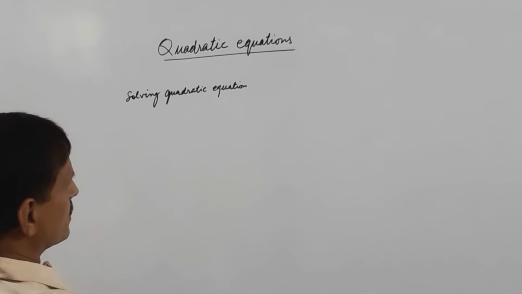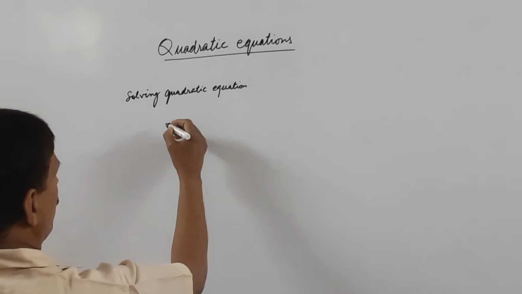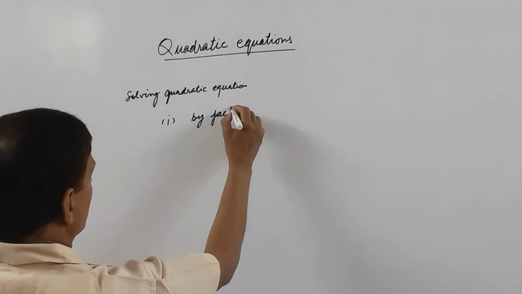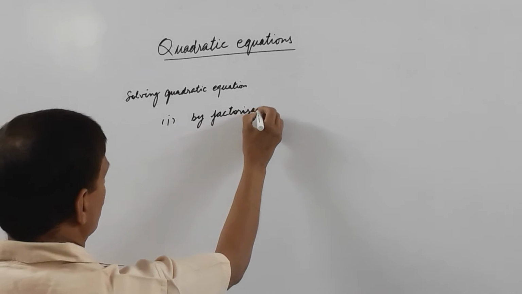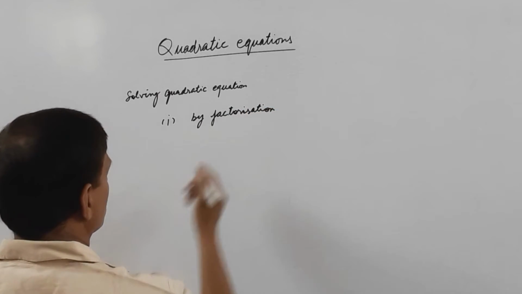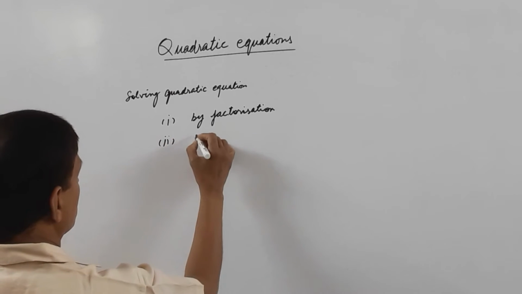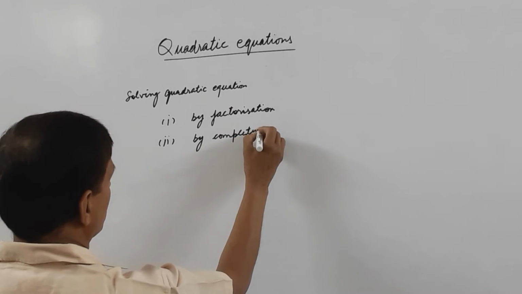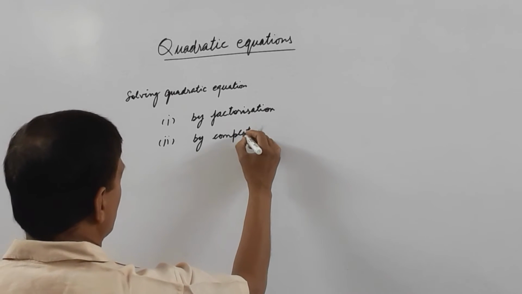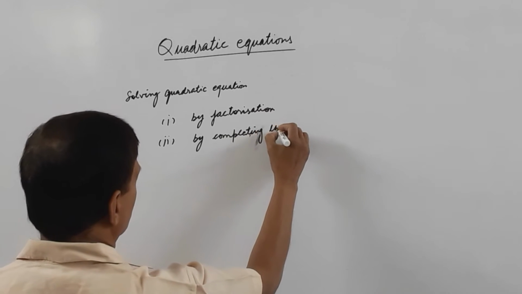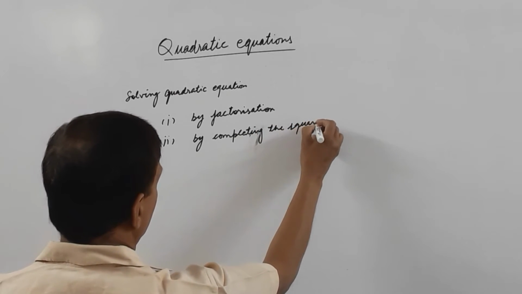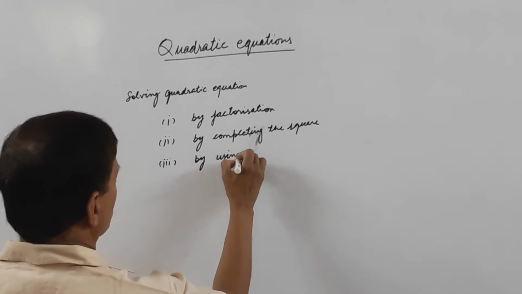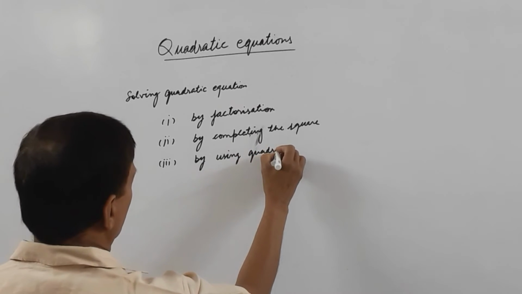Solving the quadratic equation: we can use different methods to solve the quadratic equation. First method is by factorization. Second, by completing the square, and thirdly by using the quadratic formula.